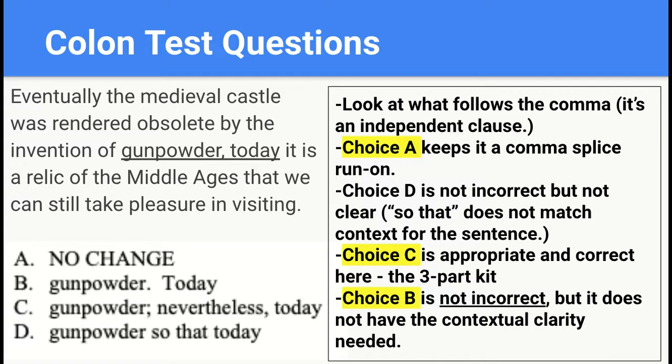So you can get rid of A. Choice D, so that doesn't work. Choice B, you don't always want to start two new sentences. Remember that we're not just always dealing with right and wrong on these tests. We're dealing with what's more stylistically correct. So nevertheless, semicolon, nevertheless, comma is a perfect use of that three-part kit we talked about.